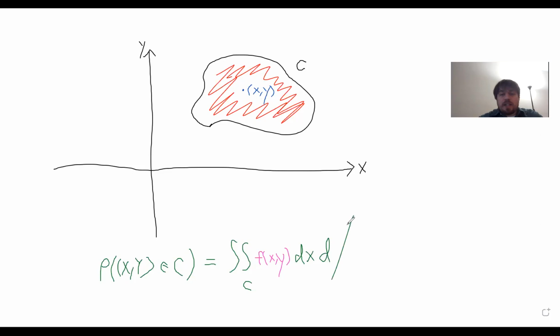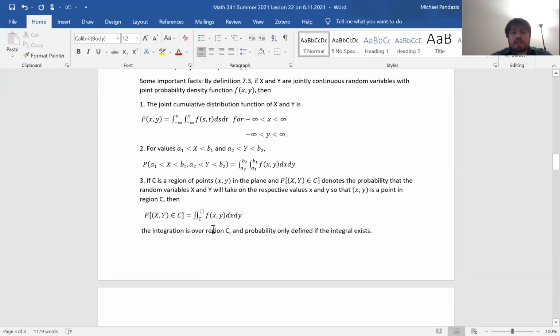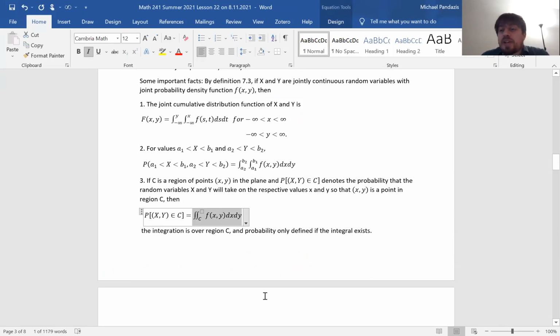So that way you're integrating over C. Okay? That makes sense? Okay, so that's the integration over the region C, and it's only defined if the integral exists. There are some integrals that exist and some that don't. An integral existing means that its value is finite. If the value is infinite, it doesn't exist. So as long as this double integral exists, and you get a finite number, then this probability is well defined. Okay?